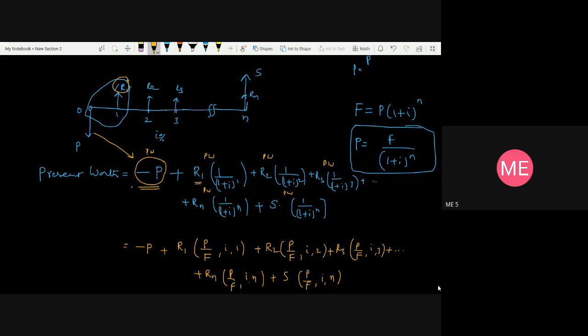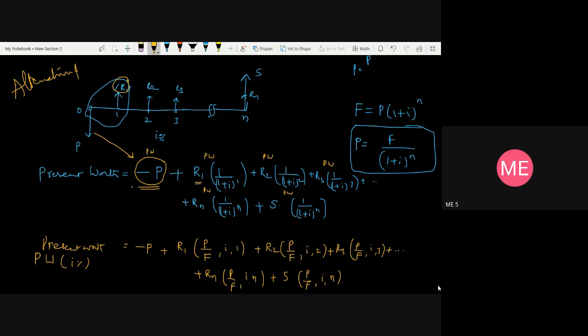So you can use any of this. Present worth PW for the given rate of I percent. This is how we can calculate it for a particular alternative. So this is, say, alternative one.